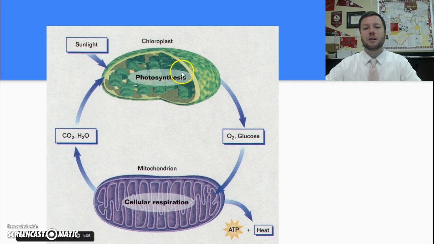Well, sure enough, that's what plants need. So you can see how the products of this cell respiration reaction are actually the reactants for photosynthesis. The products of photosynthesis are the reactants for cell respiration. So that's where that interdependence, that cyclical nature, comes from.